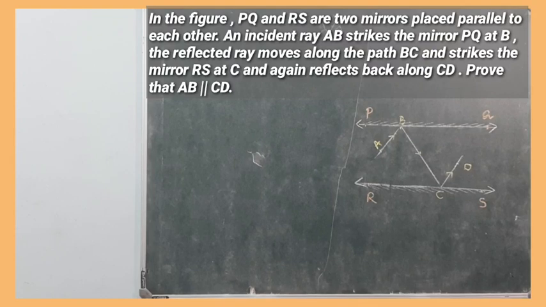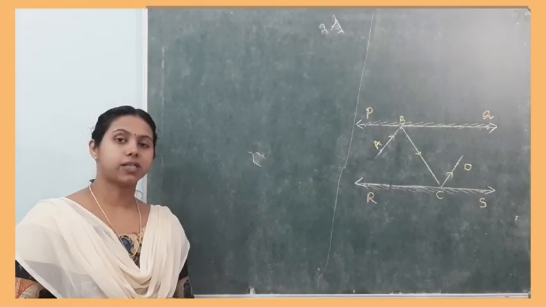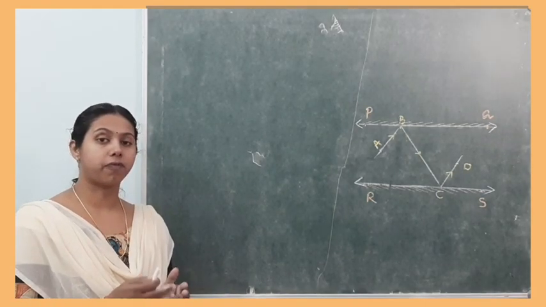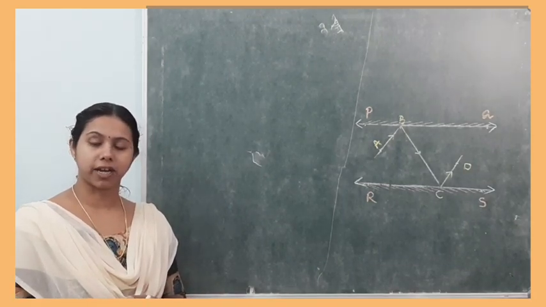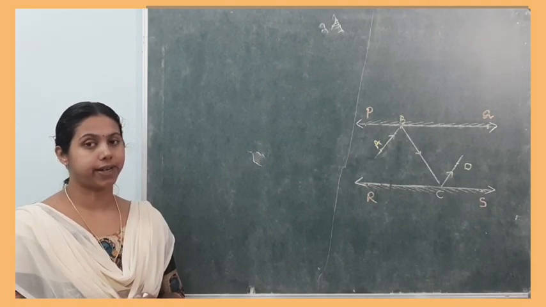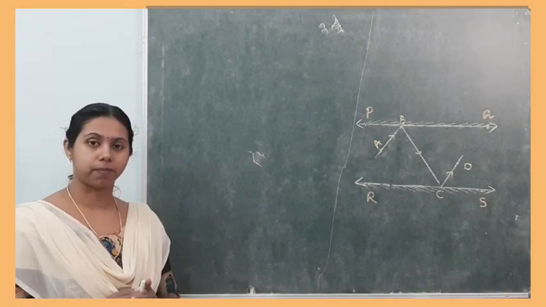See the next question. In the figure, PQ and RS are two mirrors placed parallel to each other. An incident ray AB strikes the mirror PQ at B. The reflected ray moves along the path BC and strikes the mirror RS at C and again reflects back along CD. Prove that AB parallel to CD. In science you studied the incident ray, the angle of incident equal to angle of reflection. That's a law of reflection you already studied. Using that you can solve this problem.